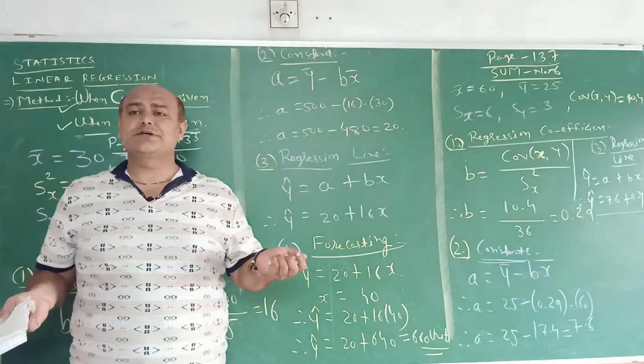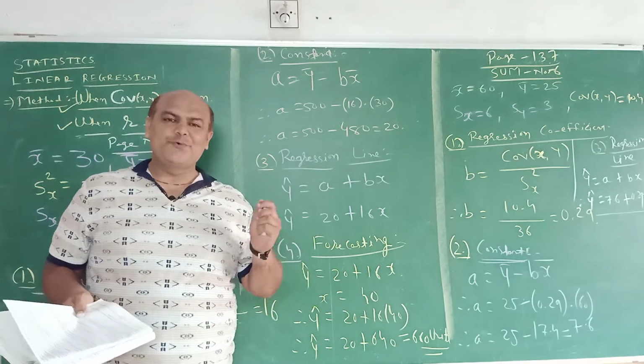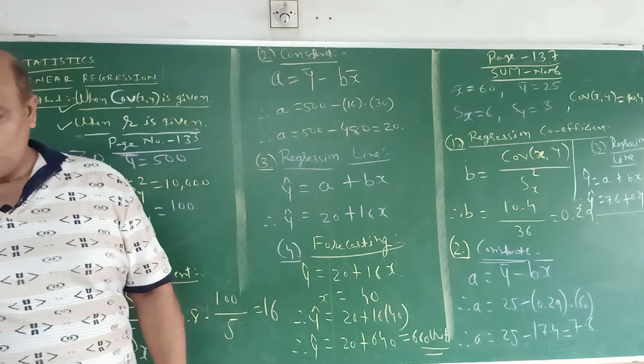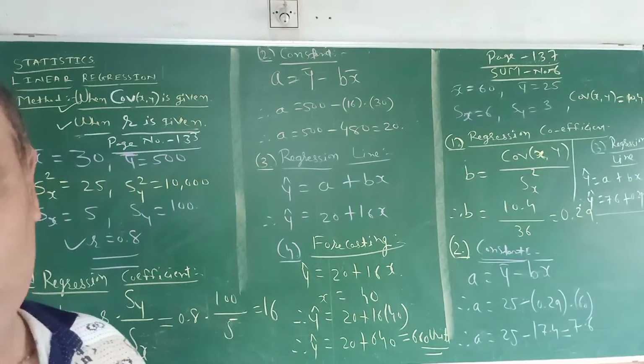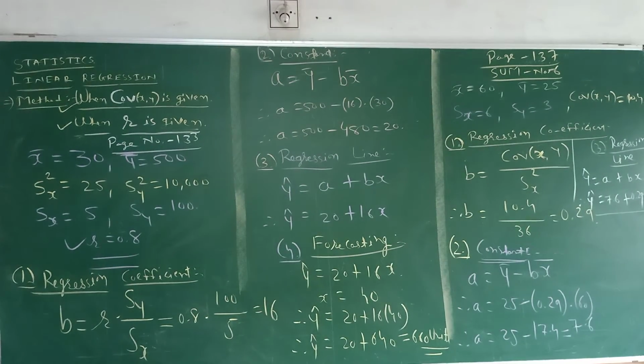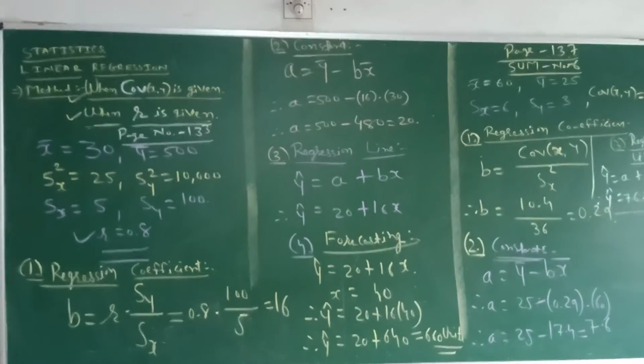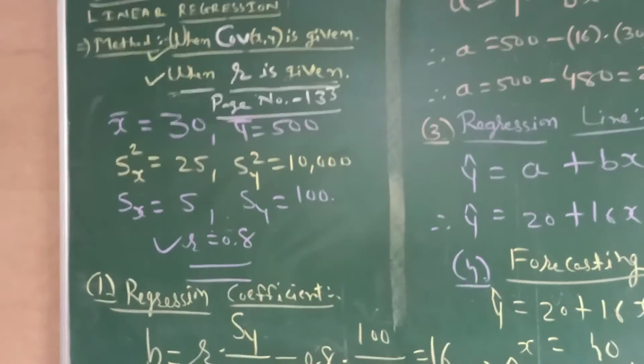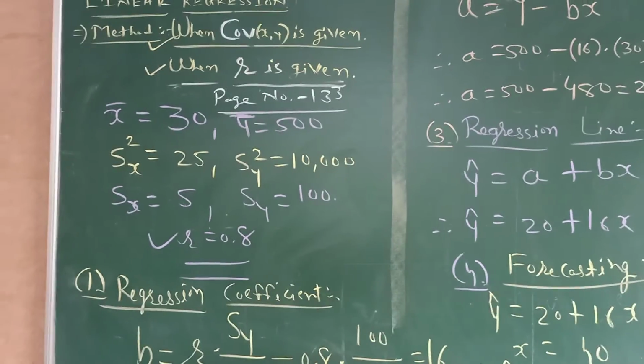So in this video lecture, we take a sum when covariance xy is provided, as well as when correlation coefficient is also provided in the sum. Now, as per our tradition, we take the fast recap of the whole video lecture. We take two sums in this video lecture. Two methods we cover, when covariance xy is given and when R is given in the question.